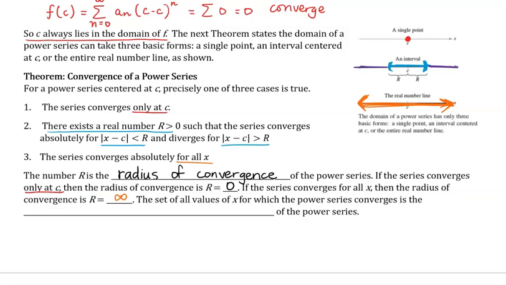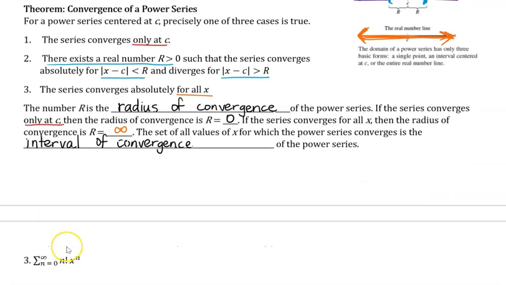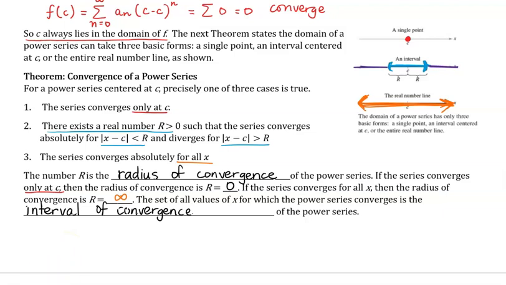And then the set of all values of x for which the power series converges is called the interval of convergence. So that could be an interval that is definitely bounded, like in the second case of the theorem, or it could be an interval that's not bounded, like in the third case of the theorem. Or it could just be one single point, as we see. And now we're going to look at some examples of finding the radius of convergence for some power series.